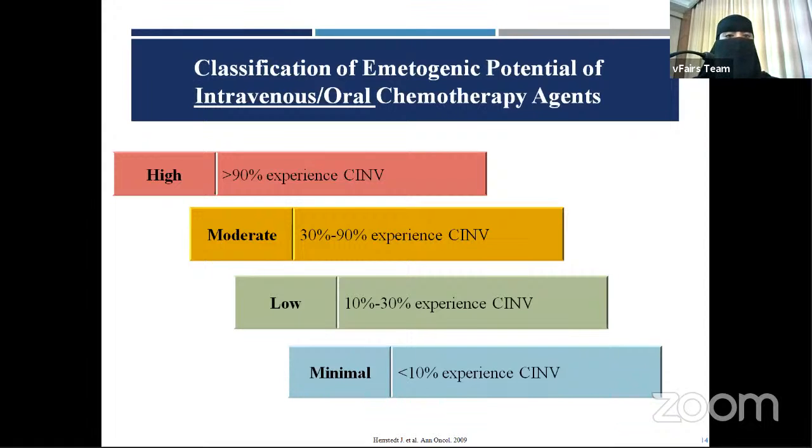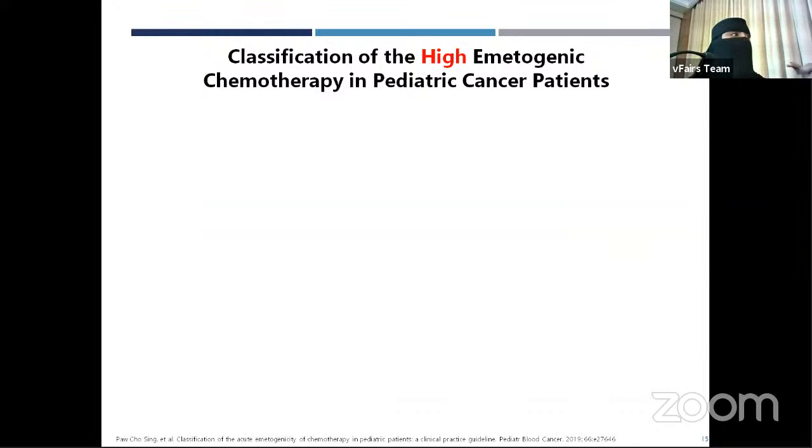It's important to highlight the classification of the emetic potential of intravenous and even oral chemotherapy. I know that adults have 2 levels for oral, while in pediatrics we have 4 levels for oral and intravenous. The highly emetogenic category is associated with more than 90% of patients experiencing nausea and vomiting if you did not give them the right prophylaxis or antiemetic, while the minimal category is less than 10%. I will not go into details for each drug classification or each class of chemotherapy.